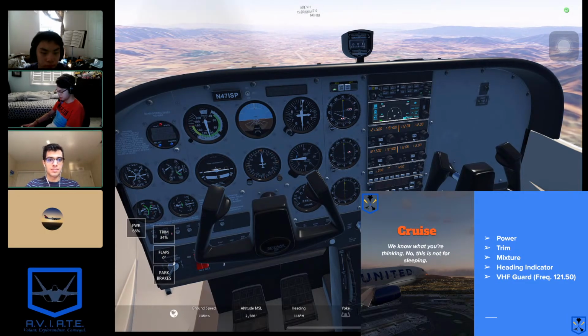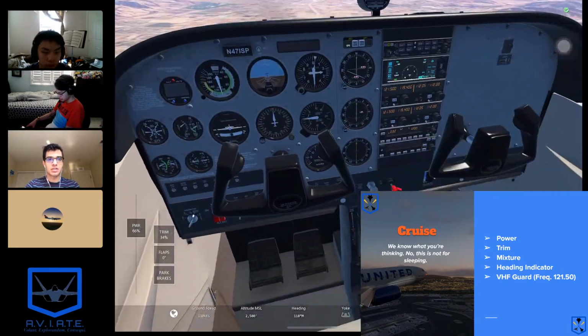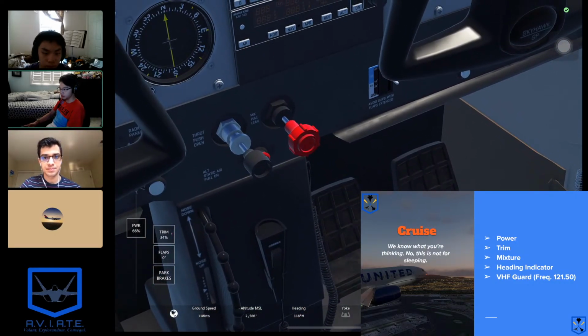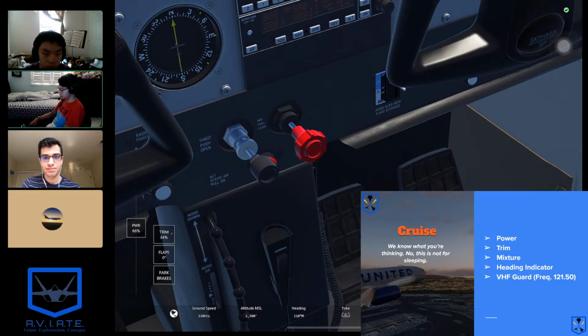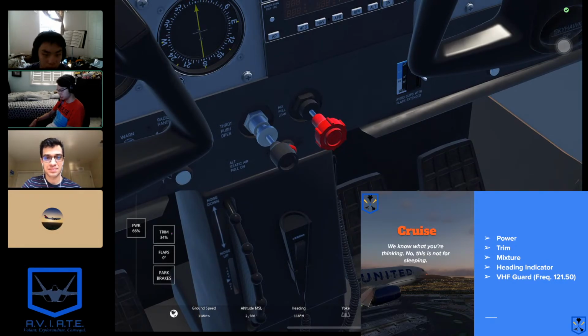Do you guys have anything to add? Did you mention the mixture? Oh, mixture. Okay. Mixture is the red knob you see on the bottom. Of course, in aviation you're not supposed to touch anything that's red, but the mixture is one thing that you can touch, but you have to be super cautious because in our last stream, Nikhil showed that if you pull out the mixture, mixture is basically fuel.